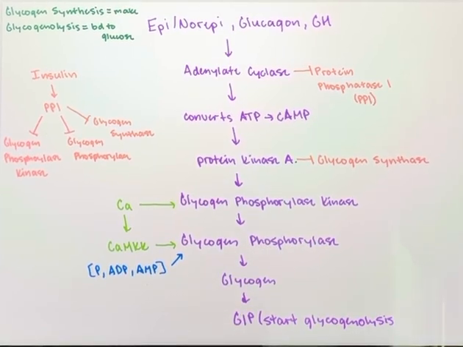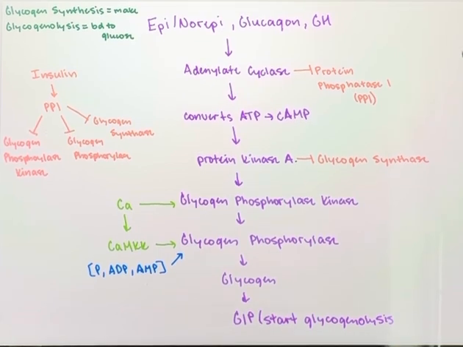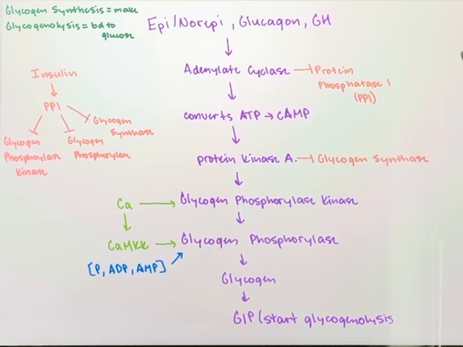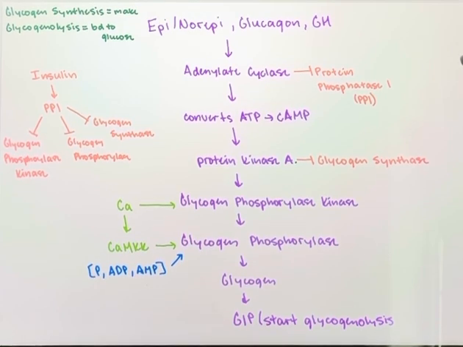For question number 6, explain how glycogen synthesis and glycogenolysis regulate one another, and how does insulin regulate glycogen synthesis and glycogenolysis? So first of all, glycogen synthesis is when we want to make and store glycogen because we had just eaten a meal and now our blood glucose levels are high, so we want to take that excess glucose and store it as glycogen through glycogen synthesis.